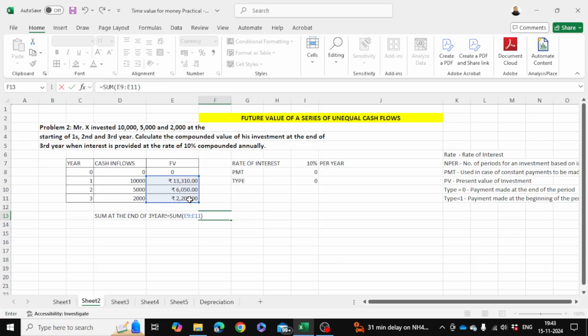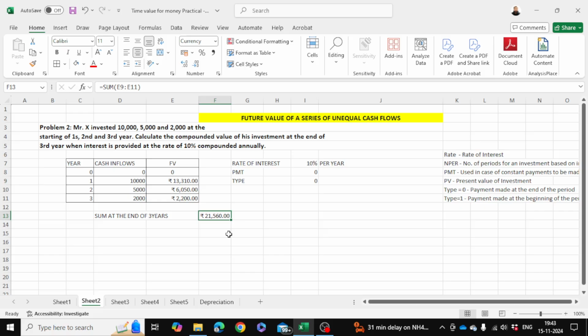And you have to put enter. So in total you will be getting 21,560. This thing we have done here because each year the investment cash inflow is different, so you have to calculate the future value for each invested value separately, and then you are going for a total.